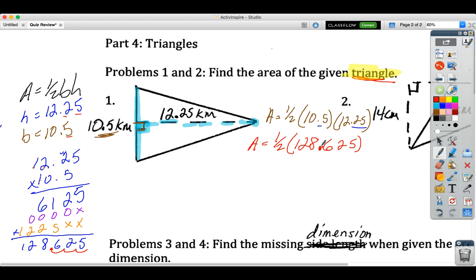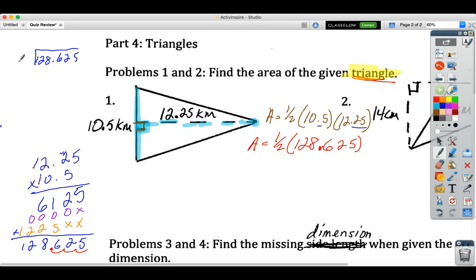Let me erase some of this to clear some space. Okay, I'm now going to do this division part up here. So it'll then be 128.625 divided by 2. Well, does 2 go into 1? No. We move on. Does 2 go into 12? Yes, it goes into it 6 times. Let me make sure that you can read this. So it goes into it 6 times. 6 times 2 is 12, and we subtract down. That gives me 8.625.